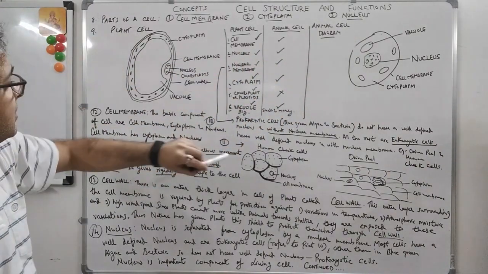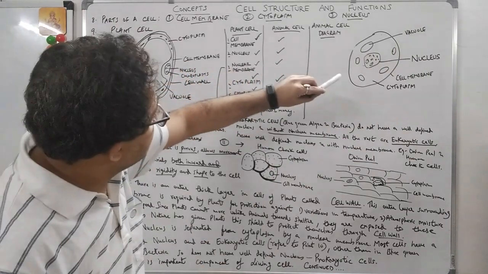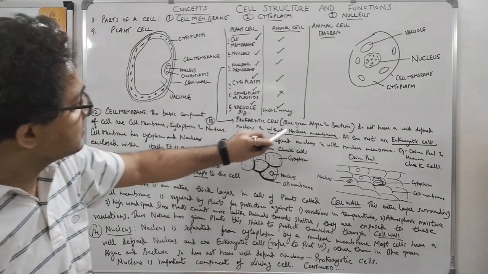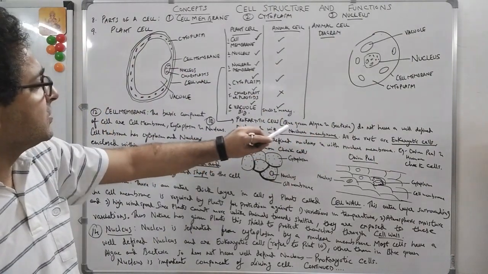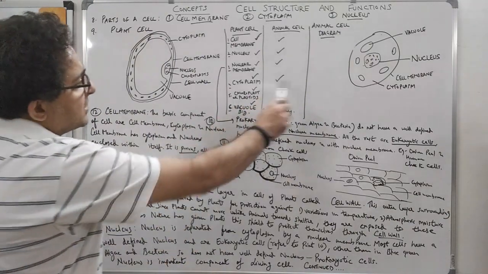Now we come back to this. This was the point, nuclear membrane. Yes, both will have a nuclear membrane, but the exception will be prokaryotic cells, blue-green algae and bacteria, which will not have a well-defined nuclear membrane. Cytoplasm, yes, it is present in both.